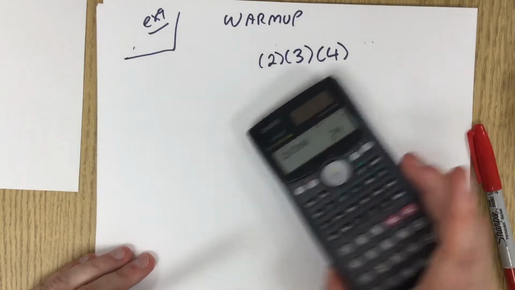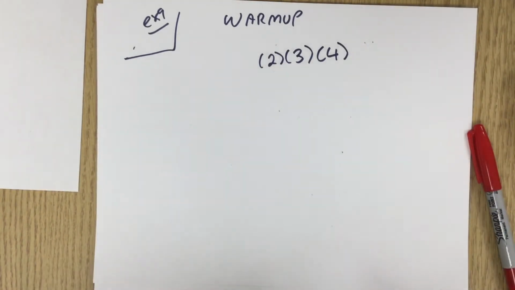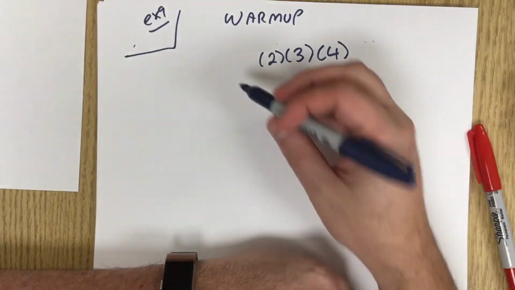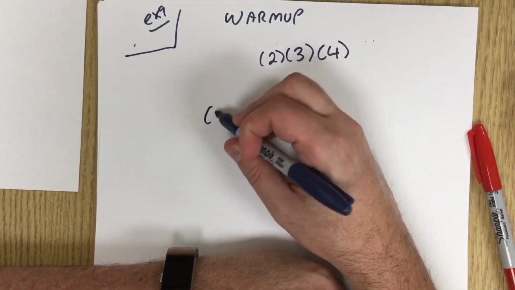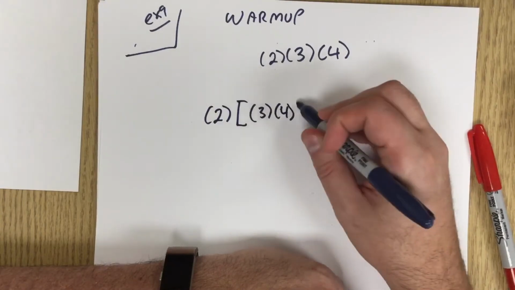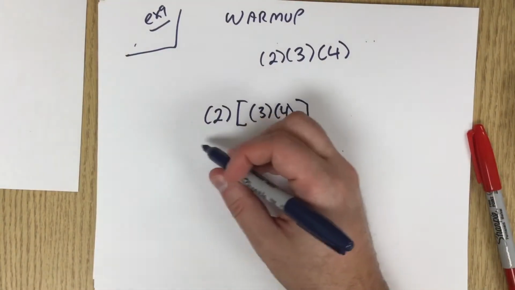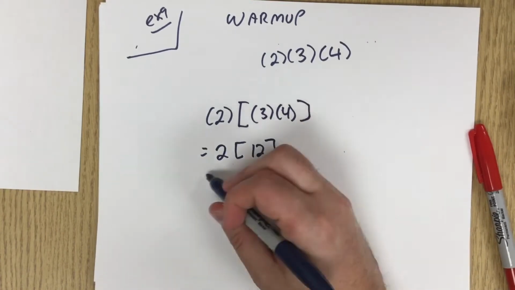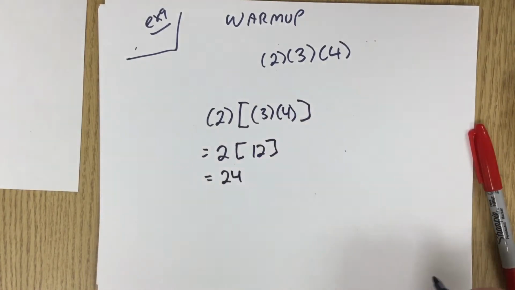And what do you know? The calculator tells us it's 24. But that's not how humans do it. We don't simultaneously multiply 3 numbers at once. So what we usually do is we might, for example, multiply the last 2 numbers first, which would give us 2 times 12, which would be 24.